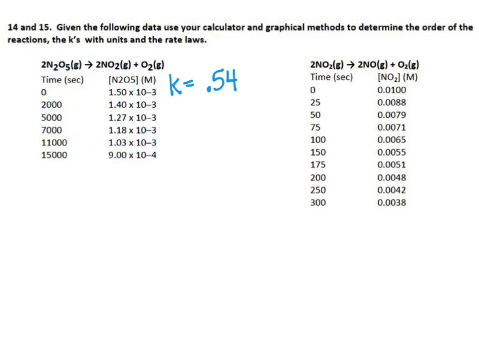And what's the unit? If it's second order, then the unit is 1 over second, and what else? M. And the rate law is going to be rate is equal to K, and you can substitute K in there since we've already gotten it, times the concentration of NO2 to the second order. Any questions over that? It's a lot easier.